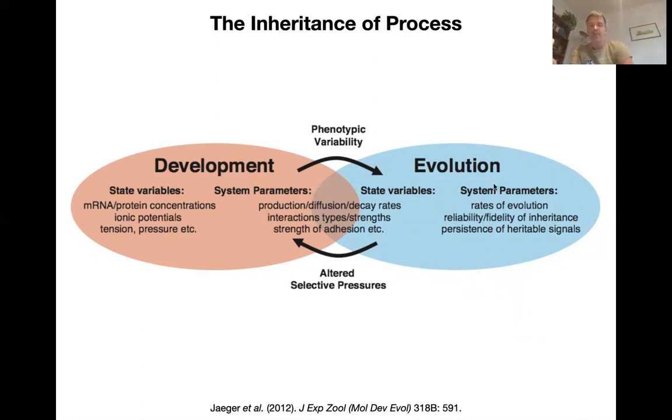Okay, at the level of evolution, at the larger time scale of evolution, the parameters become the state variables. So you change the strength of the interactions, you change the decay rates, and the system parameters now become things like rates of evolution, okay? The reliability, fidelity of inheritance, the persistence of heritable signals, etc. And these two time scales interact. Development produces phenotypic variability for selection to work on, and of course that alters the selective pressures on the system.